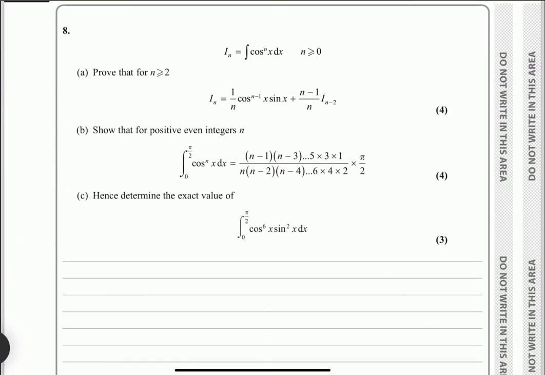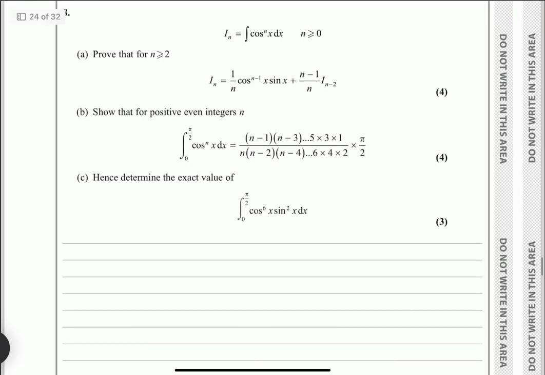Here we're given I_n is equal to the integral of cos^n x. Prove that for n greater than 2, this formula holds. So usually with these sorts of questions we're doing integration by parts, but of course to have integration by parts you need 2 parts in your integral. So the first thing I'm going to do is split this into cos^(n-1) x times cos x.